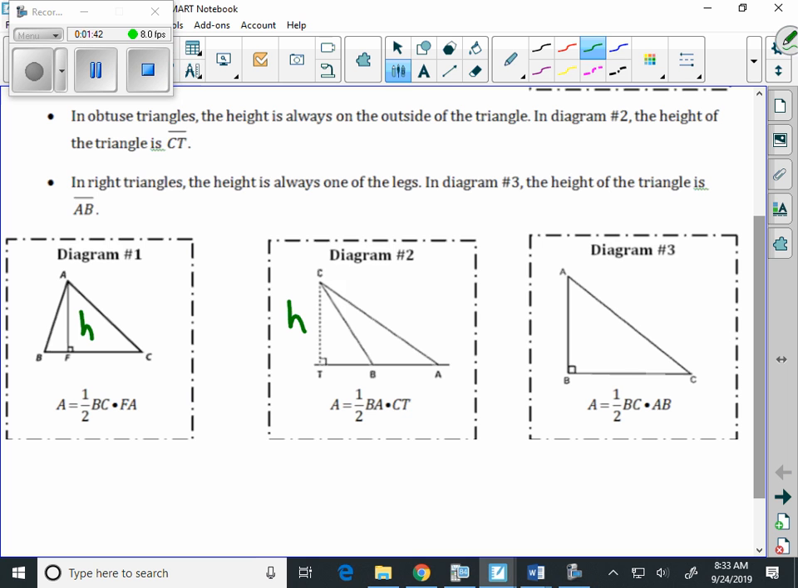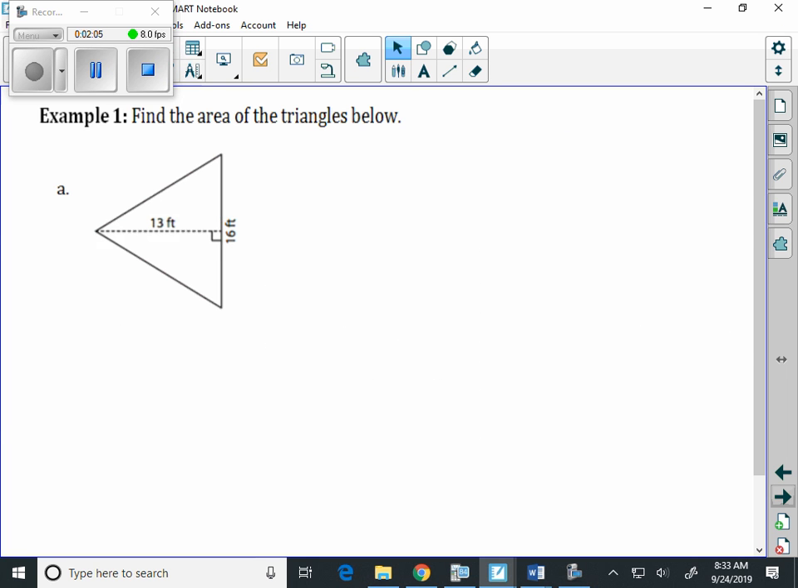In a right triangle, our height is here. It's one of the legs, and since I called AB the height, then BC is going to be the base. You could switch those around. So we need to be able to identify the height when we come over here to actually figure out, well, what is the area of the triangle?